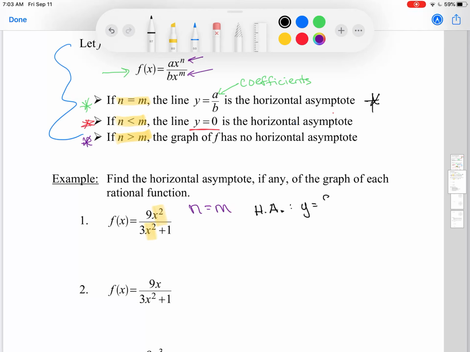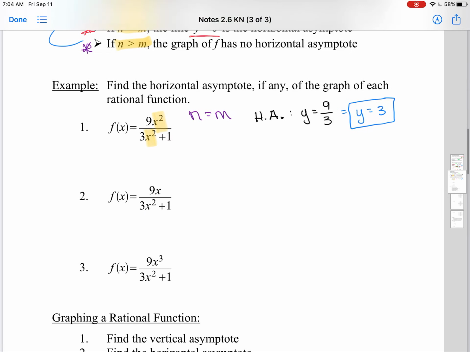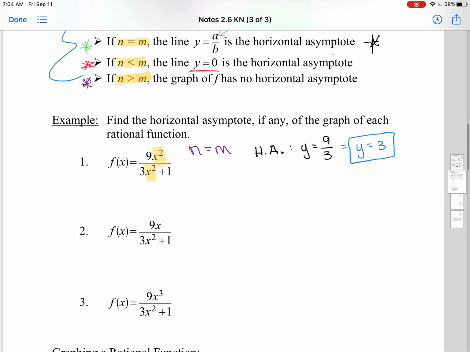I know that I have a horizontal asymptote at y equals 9 divided by 3, but we can, of course, simplify that to be y equals 3. That is my horizontal asymptote as I solve this. Okay, that's all it's needed. You focus on the exponents, determine if they're equal to each other, less than, or greater than, and we go from there. All right, we'll go to question 2.